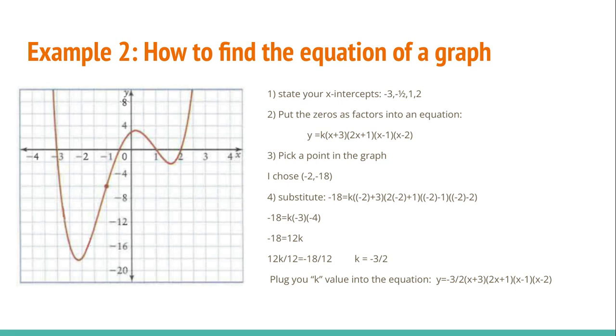Our fourth step is substituting that into our equation, which I did. By doing that, I got my k value as negative 3 over 2. And then our final step is just plugging our k value into our original equation to get our equation, which will be y equals negative 3 over 2 (x plus 3)(2x plus 1)(x minus 1)(x minus 2).